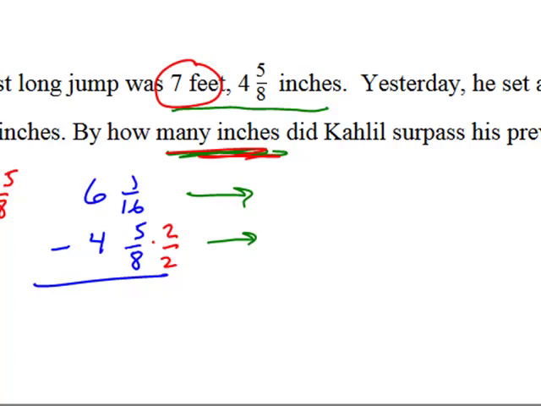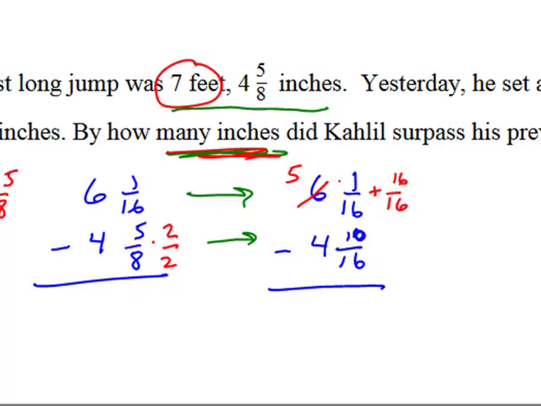Looks like we have 6 1/16, that was unchanged, minus 4 10/16. And notice that the 4 was unaffected by multiplying by 2 over 2. It's just the 5/8. But we still can't subtract directly, and that's because 1/16 minus 10/16 does not subtract directly. So we've got to do some regrouping. Take 1 from the 6 and make it a 5. And that 1 is going to be 16/16. And we're going to add that to the 1/16 that we already have.